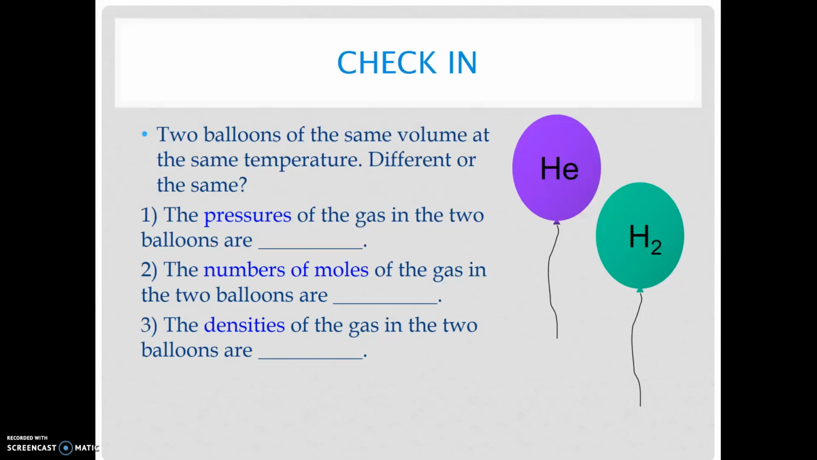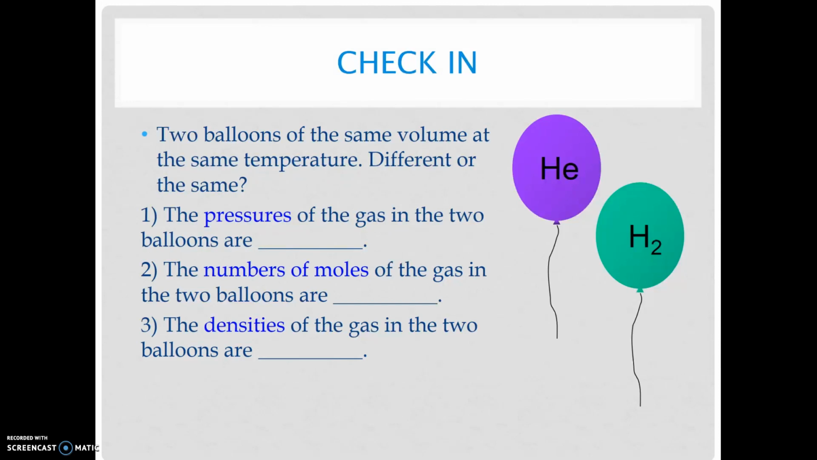So this should also be review. 2 balloons of the same volume are at the same temperature. Are they different or the same? So number 1, the pressures of the gas in the 2 balloons are equal. They're going to be the same because if they're at the same volume and the same temperature, they have to be at the same pressure. Number 2, the number of moles of the gas in the 2 balloons are also the same because if they're at the same volume and the same temperature, then you're going to have the same number of moles.